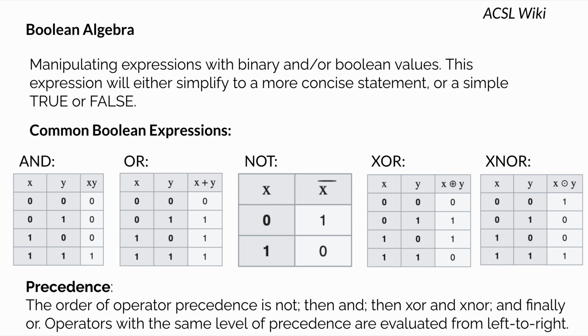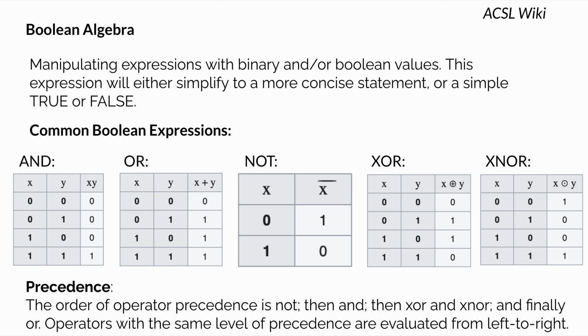So the 3 topics that are going to be on ACSL Contest 3 are Boolean algebra, data structures, and FSAs and regular expressions. So let's begin by going over Boolean algebra. Boolean algebra is when you manipulate expressions with binary and Boolean values. These expressions will either simplify to a more concise statement, which will feature variables, typically A through D, or a simple true or false.